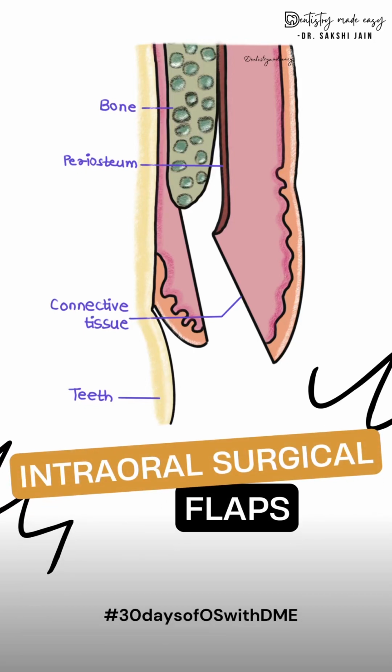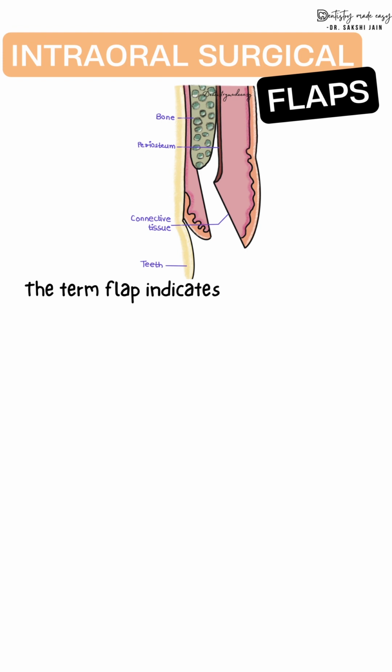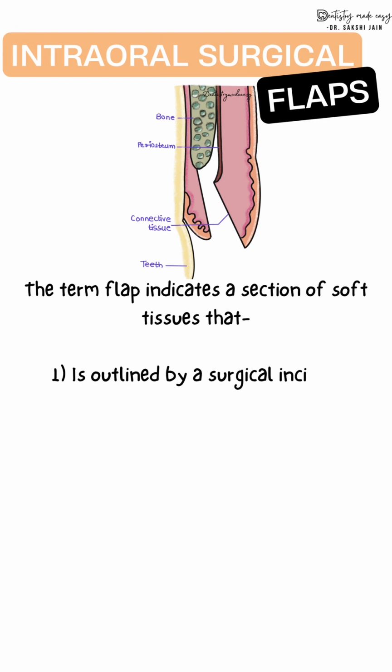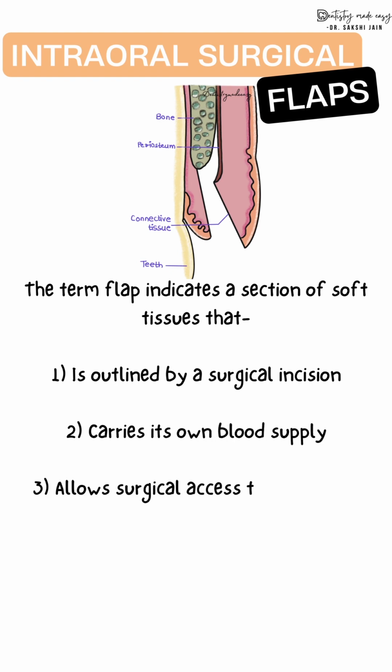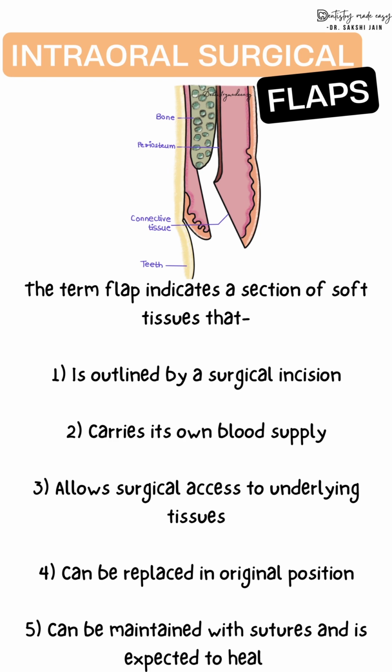Starting with the next topic, that is the intraoral surgical flaps. Now, what do you mean by flap? It is the section of soft tissue which is outlined by an incision. It has its own blood supply. Then it allows the surgical access to the defect. Like you raise the flap and you can see the defect. Then it can be replaced in its original position and it is maintained with the help of sutures.